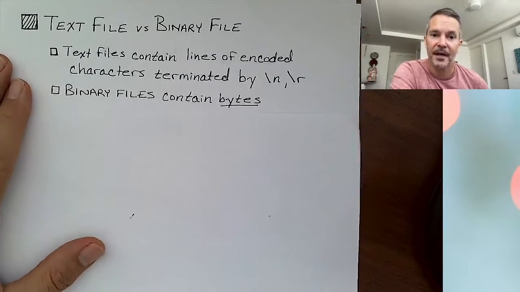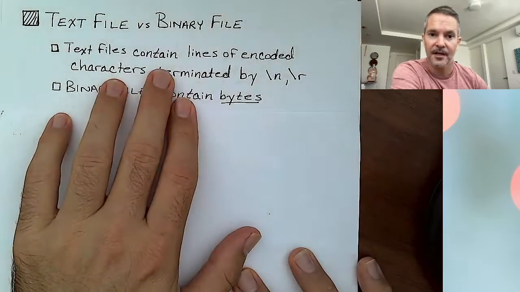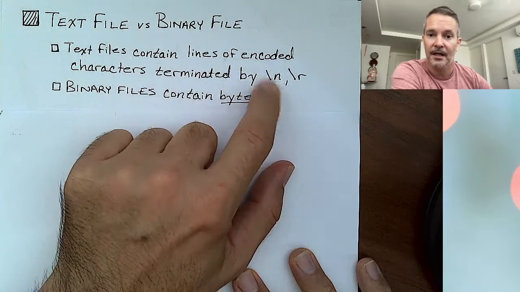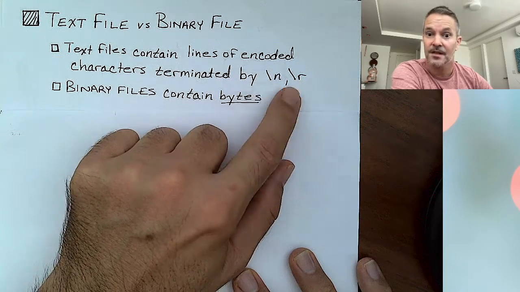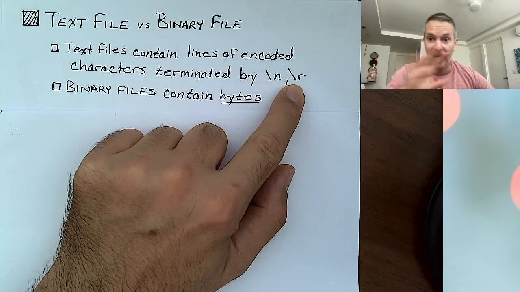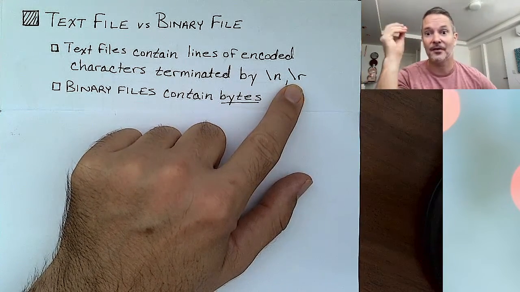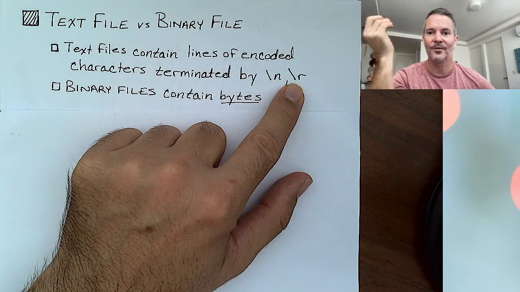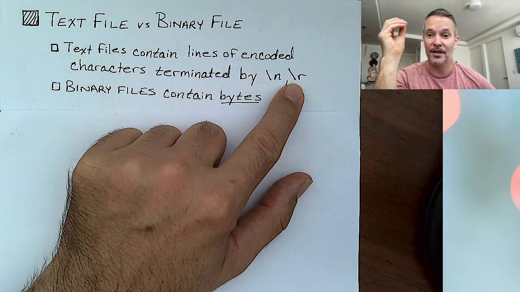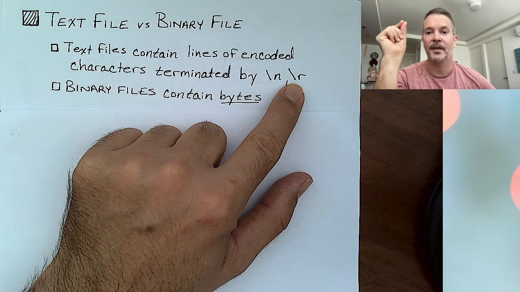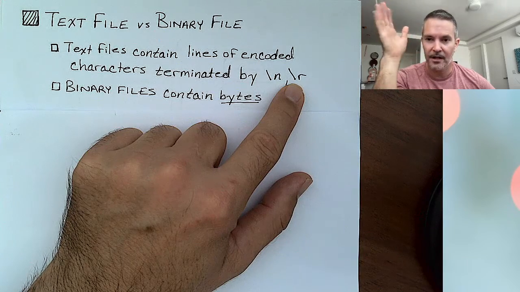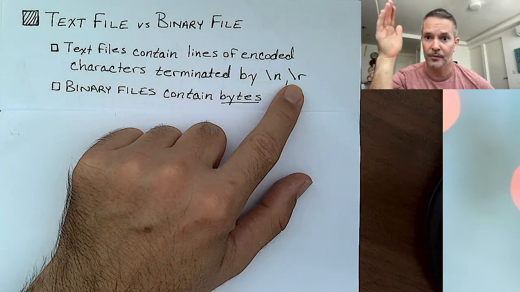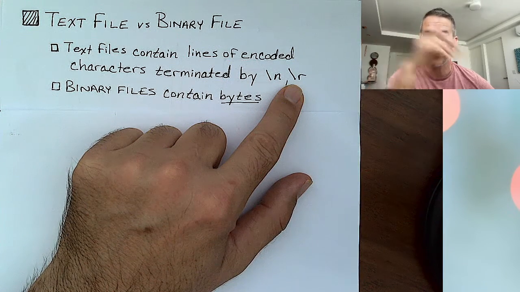Text files versus binary files. We'll just go over this one more time. So text files contain lines of encoded characters terminated by sometimes just a new line, sometimes a new line plus a carriage return. Depending on which kind of computer you're working on, whether it's an Apple computer or a Unix computer or a Windows computer, different operating systems have different conventions for how they terminate new lines in text files. So you just have to understand how your computer works, and we'll talk in the example program about how to do that.